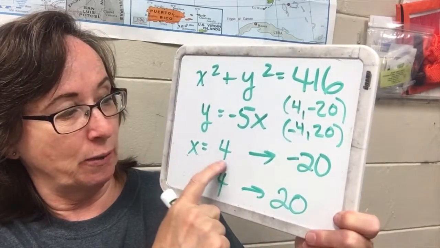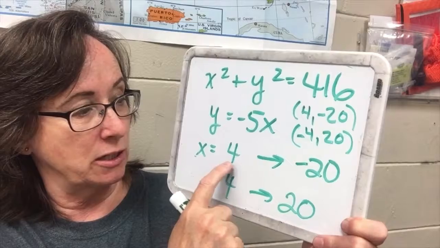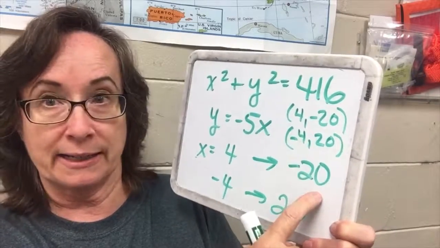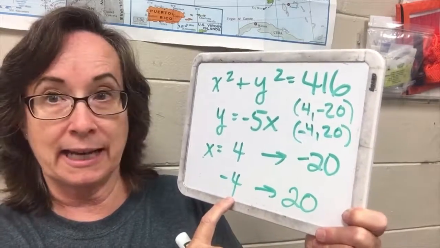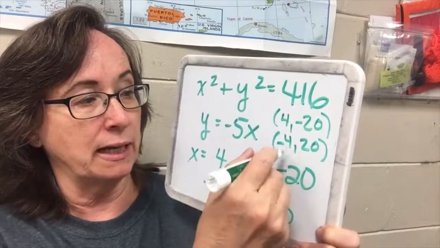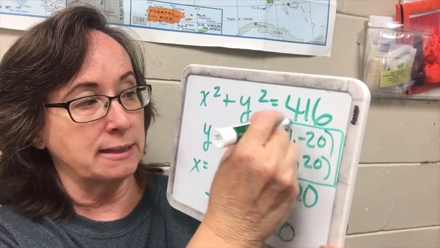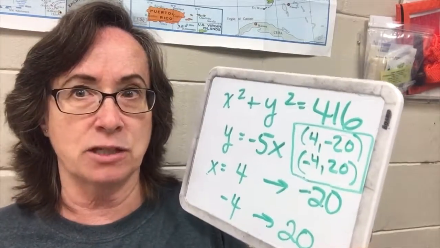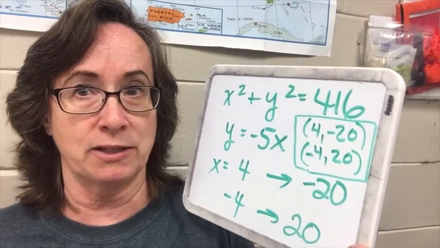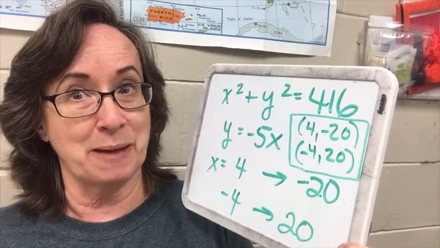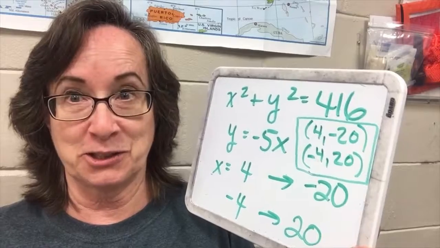So I went through and plugged into my linear equation. When I plugged in a 4, I got out a negative 20. When I plugged in a negative 4, I got out a positive 20. So this is my solution set. Never leave just a plus or minus 4 and a plus or minus 20. You have not specified the solutions yet.